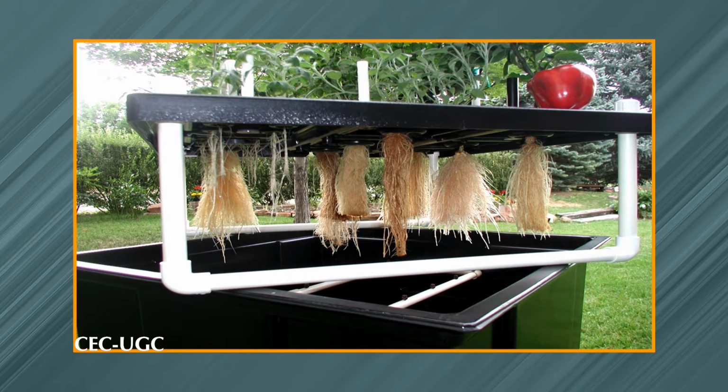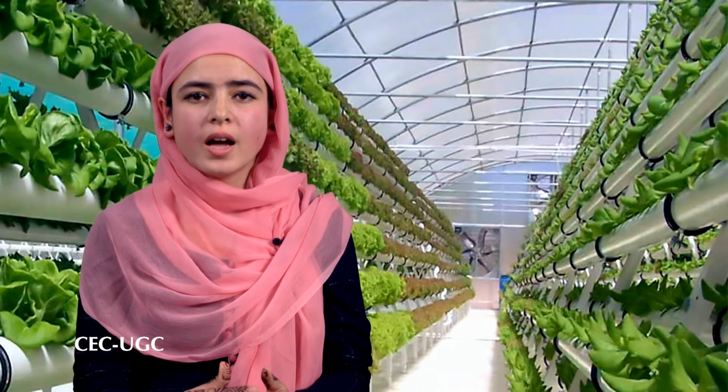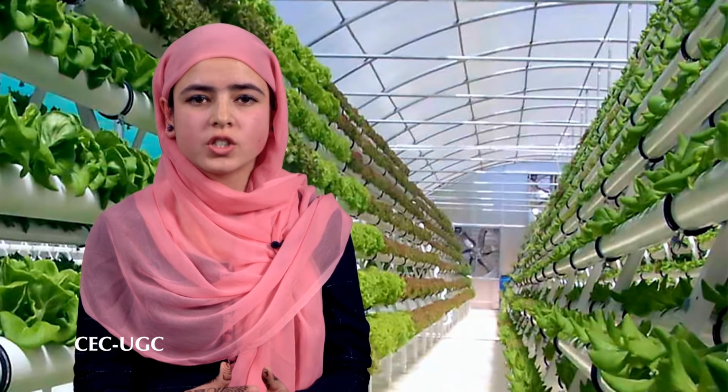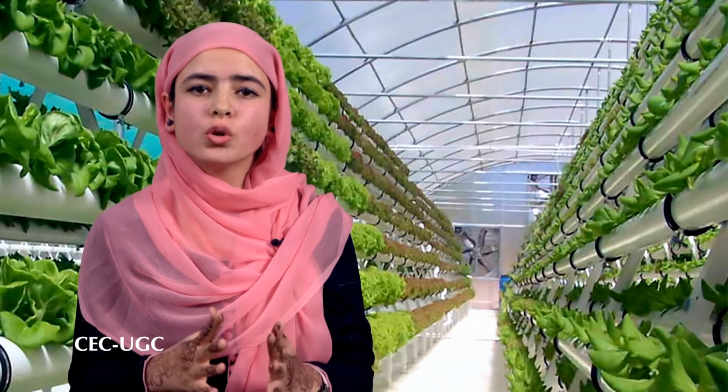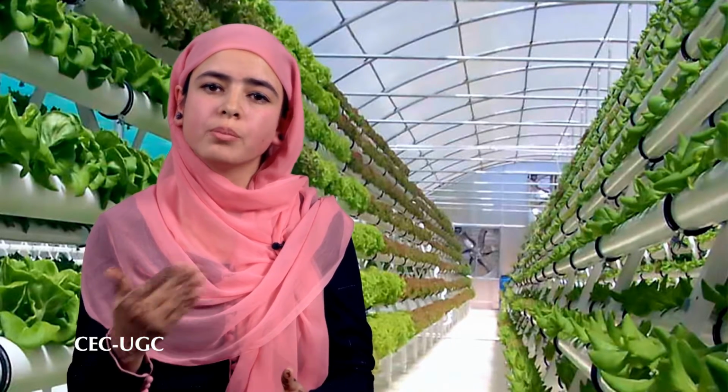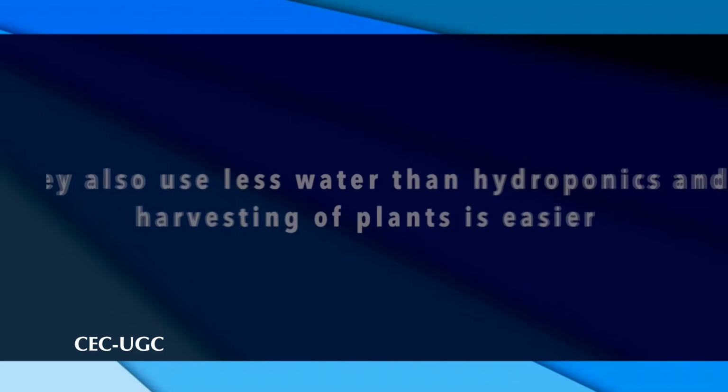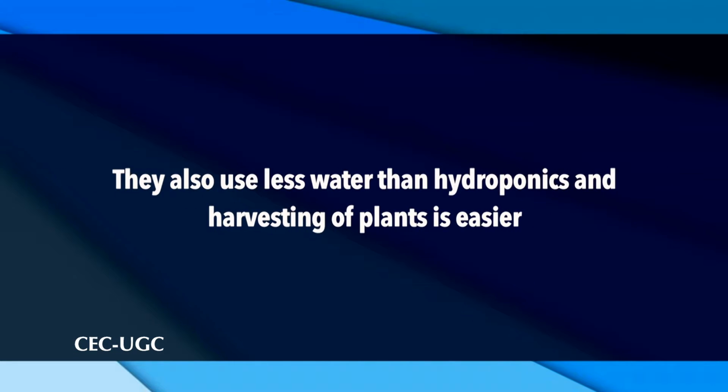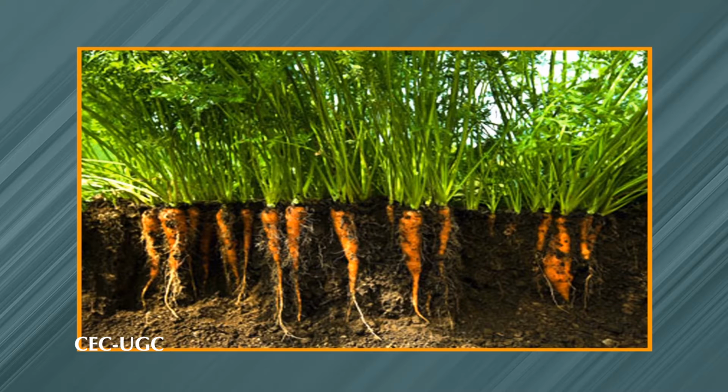They also use little to no growth media. The plants also get more oxygen and hence show relatively fast growth compared to hydroponics. They also use less water than hydroponics and harvesting of plants is easier. This is particularly useful in case of root crops.